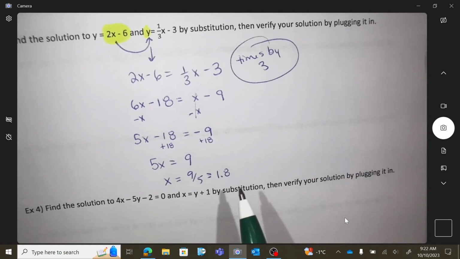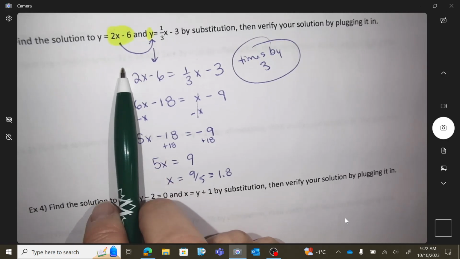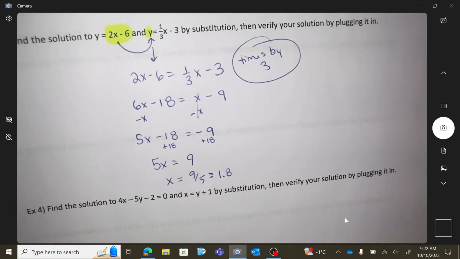Okay, which one do you want to plug it into? Yeah. Why don't you add the 18 to negative 9?